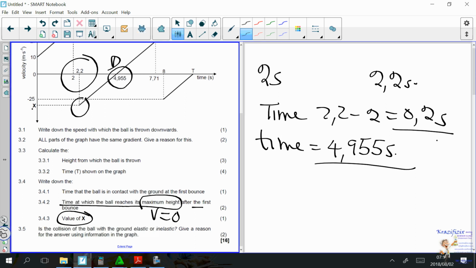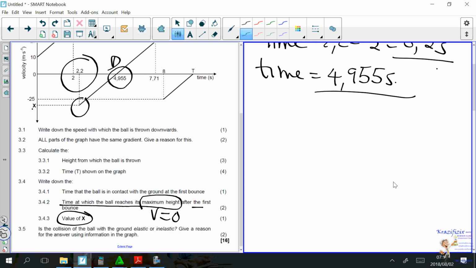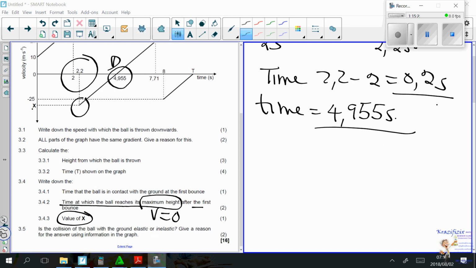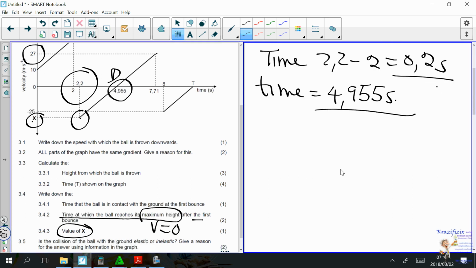Value of x. Where is x? There. We can do this mathematically, and if you understand your vertical projectile motion, you can actually work this out. If you understand vertical projectile motion, your graph should be symmetrical. If it's 27 here, it should be negative 27 here, because it leaves the ground at 27, and because it's a free fall, it must reach the ground again at the same velocity. So same height, same velocity, and the same time.